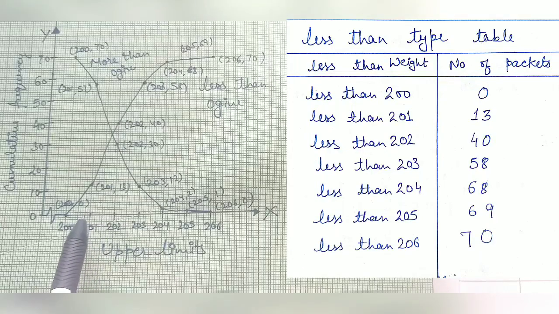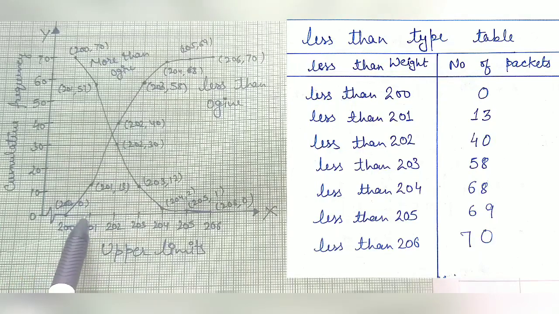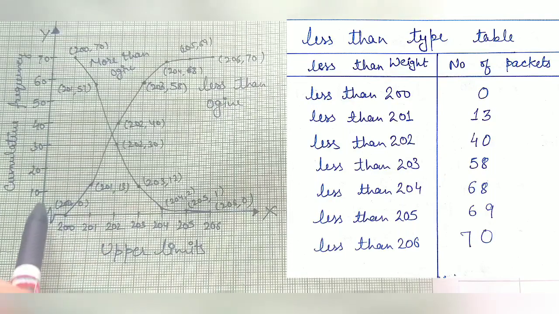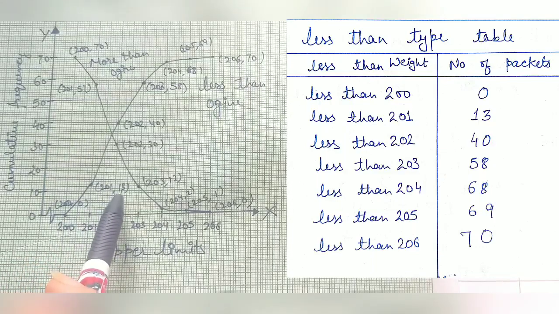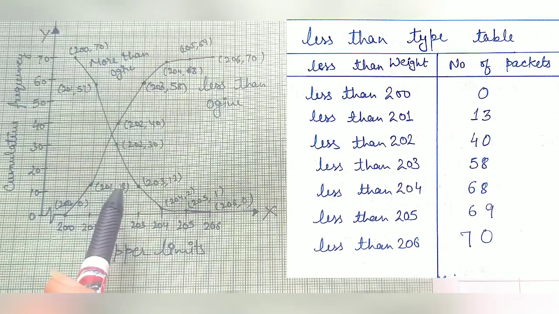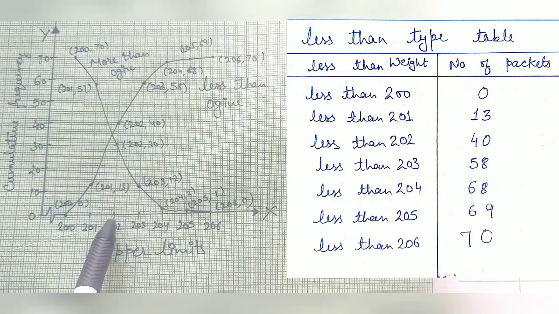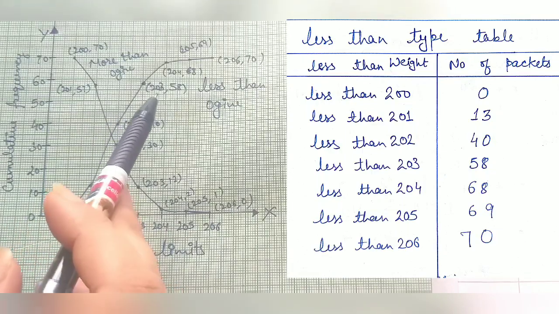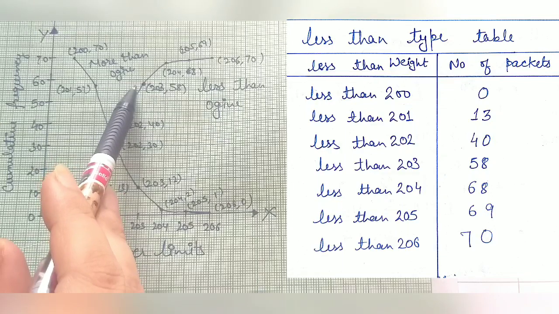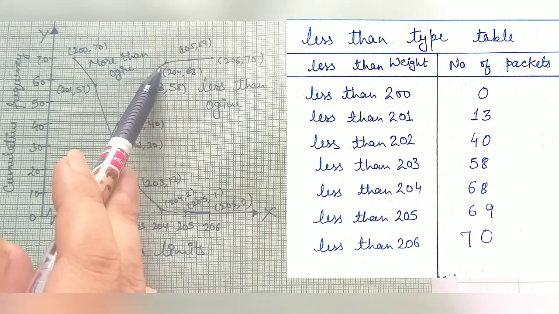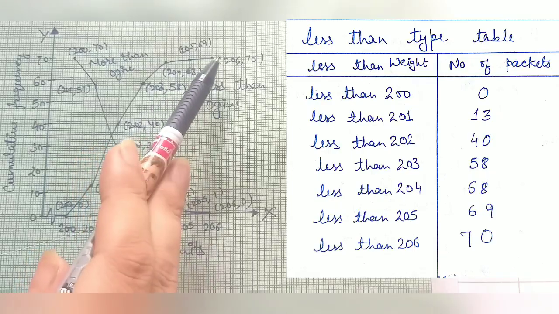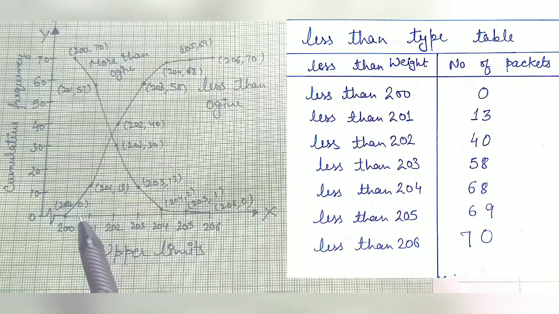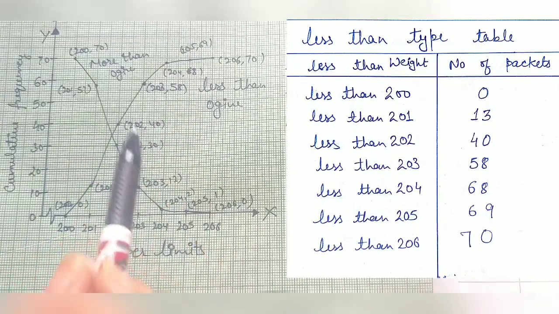Next point is 201 and 13, so 201 from the x-axis and 13 from the y-axis. Next point is 202 and 40, so from the x-axis 202 and from the y-axis 40. Next point is 203 and 58. Next 204 and 68, 205 and 69, 206 and 70. We plot all the points on the graph paper and join them by freehand.